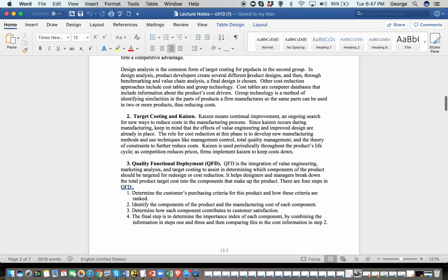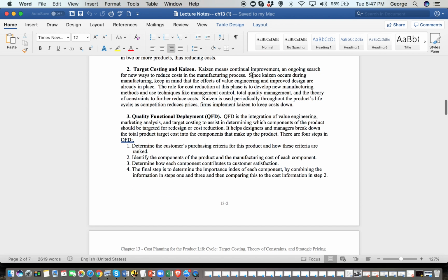All right. Target costing can be worked with Kaizen, so continuous improvement. So this is once the product is being built, the new product is being built, and we can find some ways to reduce costs by looking at continuous improvement processes.